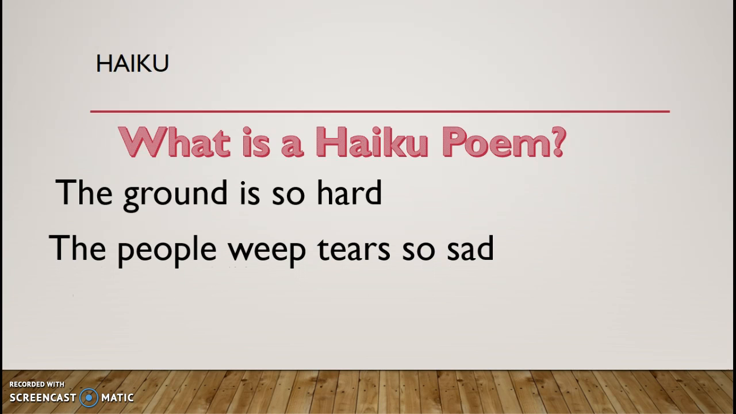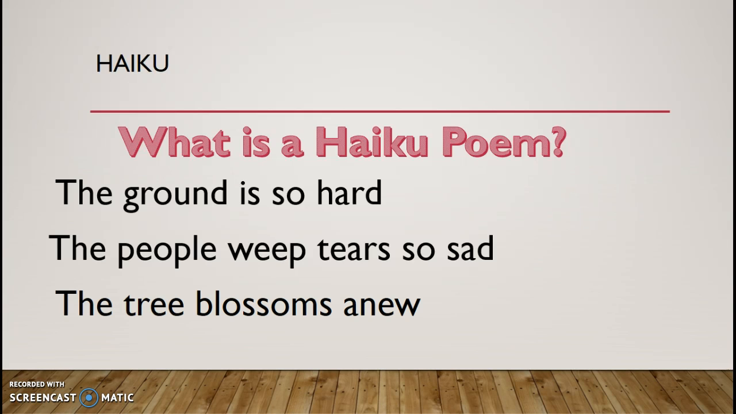And the next one, the people weep, tears so sad. This needs to be 7 syllables. Let's check it. The people weep, tears so sad. Absolutely, we have 7 syllables. Then the last one we need is 5 syllables. The tree blossoms anew. So there you go, at 5.